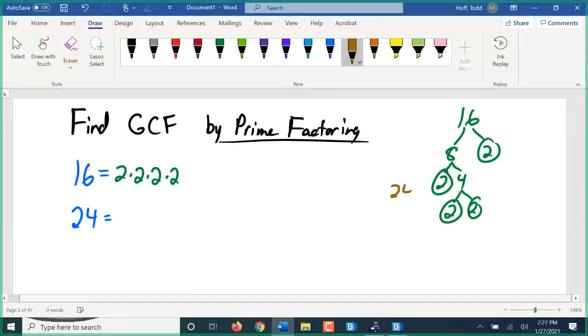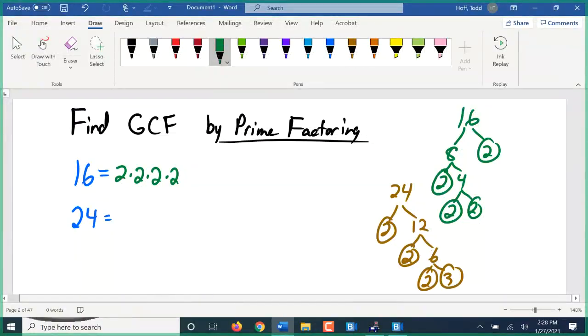24, what's one thing it divides by? 2. What's left if we divide by 2? 12. 2 is prime, we'll circle. 12 divides by 2, what's left? 6, so 2 is prime. 6 divides by 2, what's left? I want to say 2, but it's 3. So it's 2 times 2 times 2 times 3.